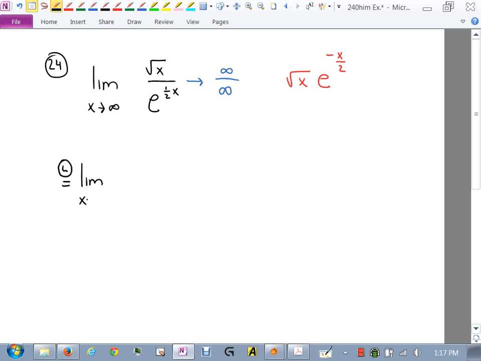Limit as x goes to infinity. Derivative of the top, 1 over 2 root x. Derivative of the bottom is itself times what? 1/2. Good, the derivative, what's there?